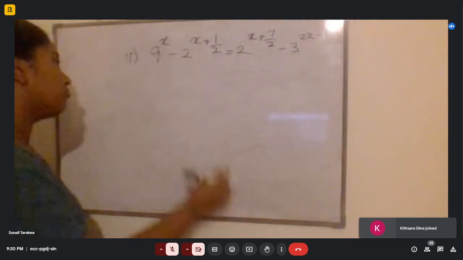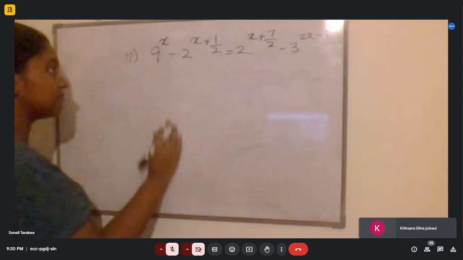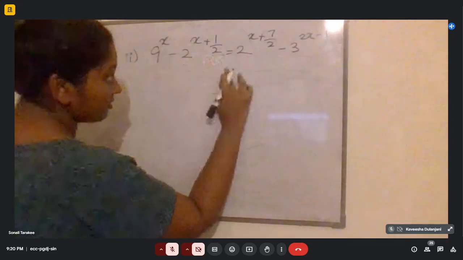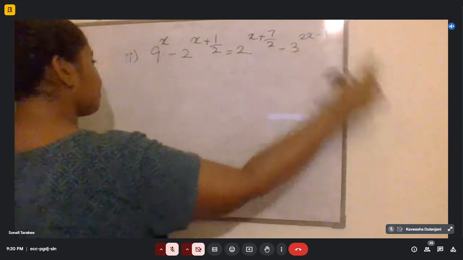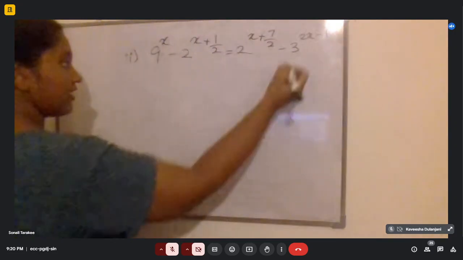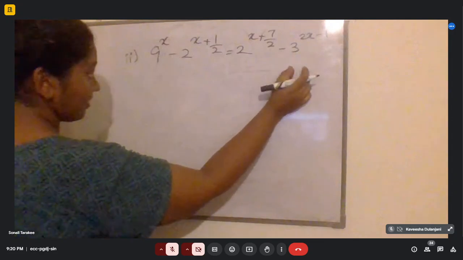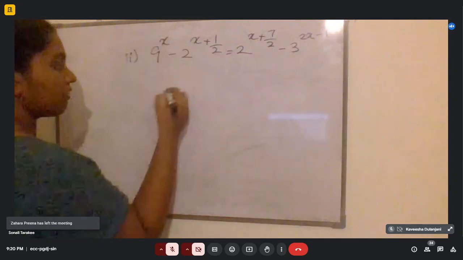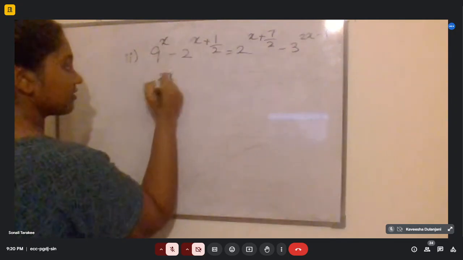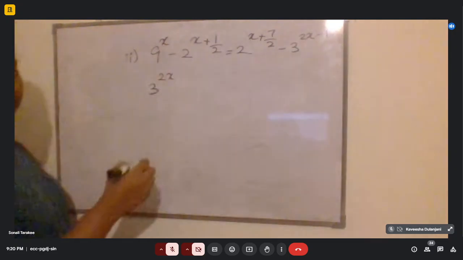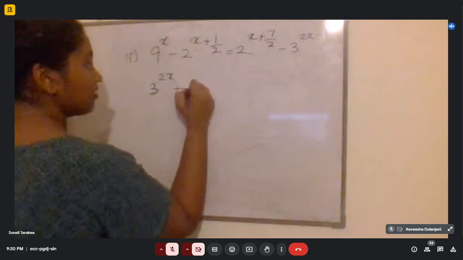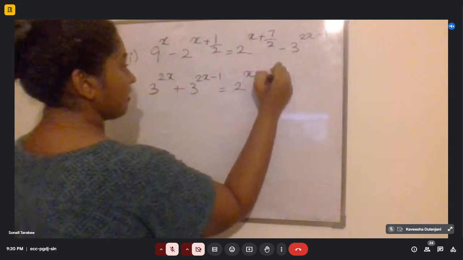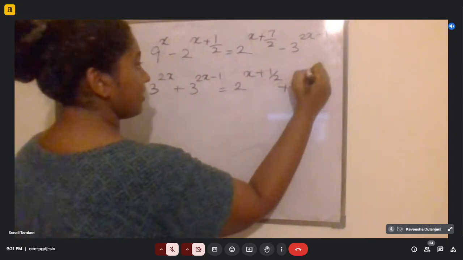Once you solve it this way, 9 to the power x minus 2 to the power x plus half equals 2 to the power x plus 7 over 2 minus 3 to the power 2x minus 1. What you can do is take the common bases into one side. So here 9 to the power x, you can write 3 to the power 2x. 3 to the power 2x plus 3 to the power 2x minus 1 equals 2 to the power x plus half plus 2 to the power x plus 7 over 2.